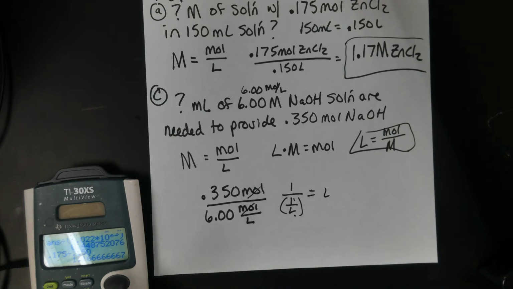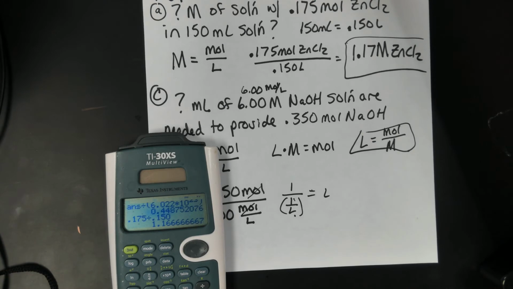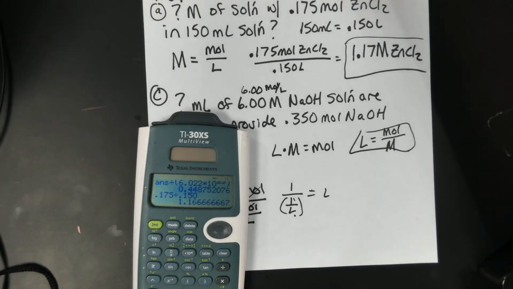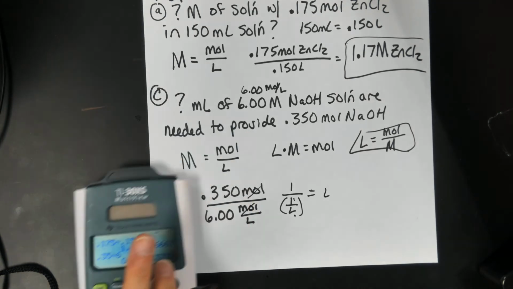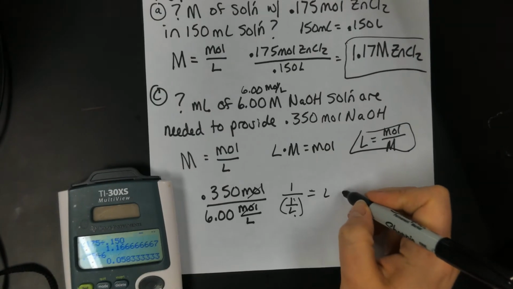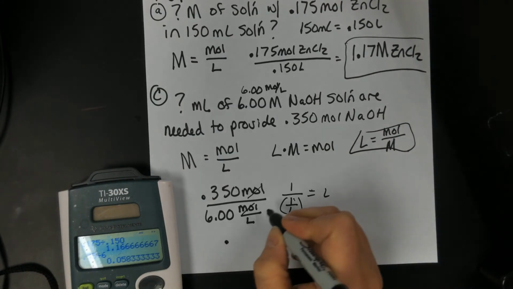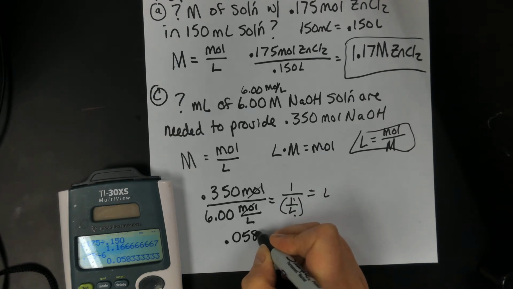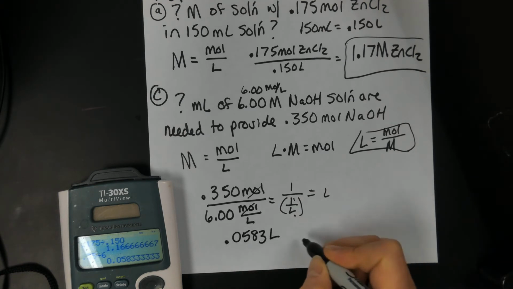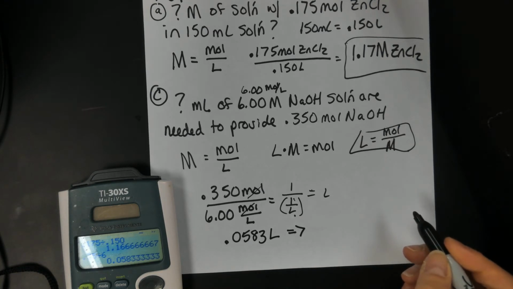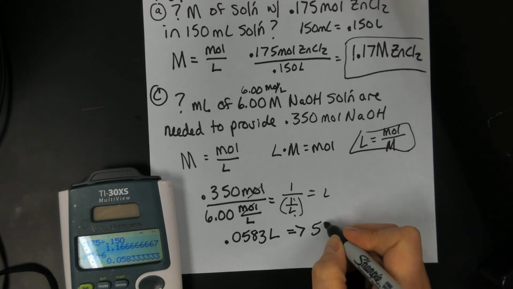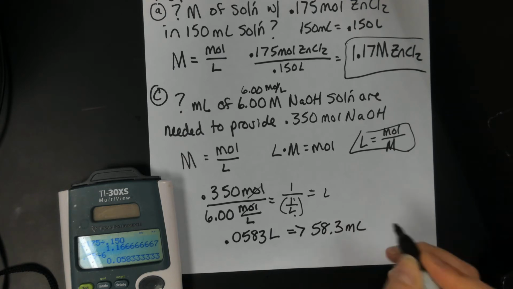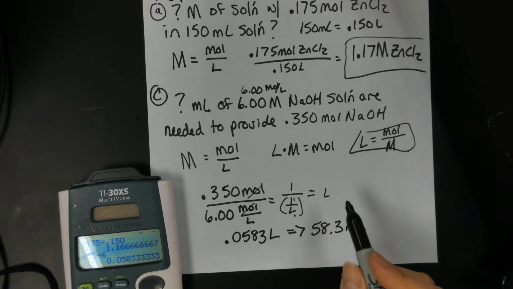So mathematically, all we have to do, oops, I lost my screen here. All we have to do mathematically is 0.35 divided by 6, and we get 0.0583 liters, and they want that in milliliters, so that's really 58.3 milliliters.